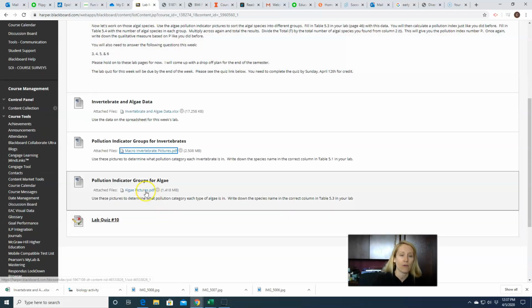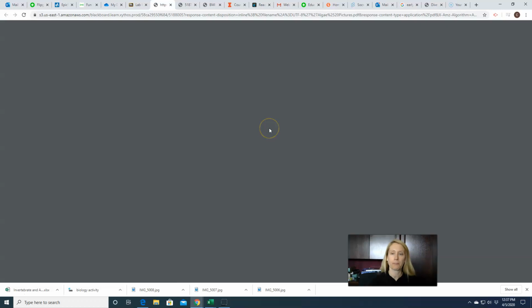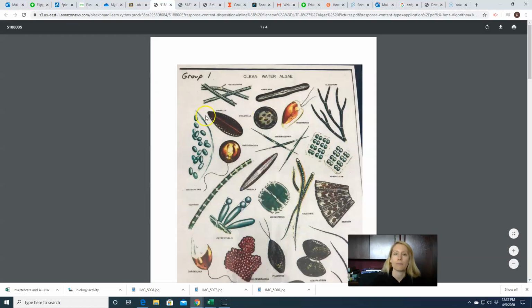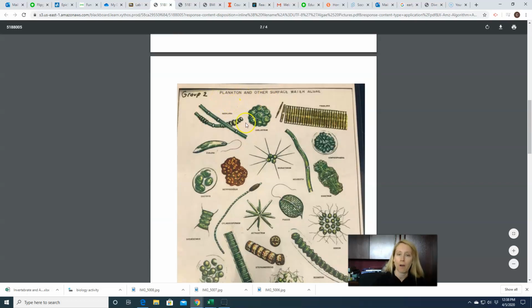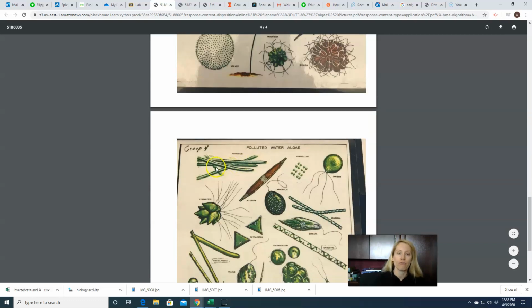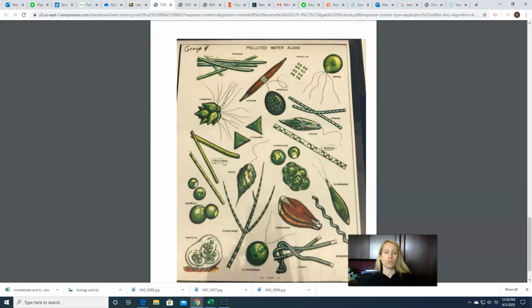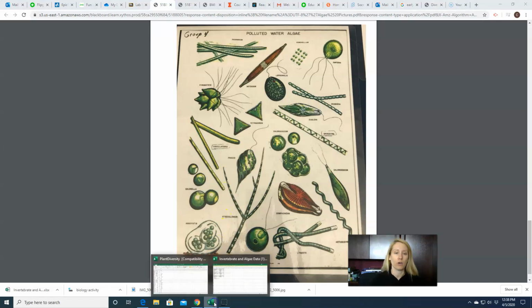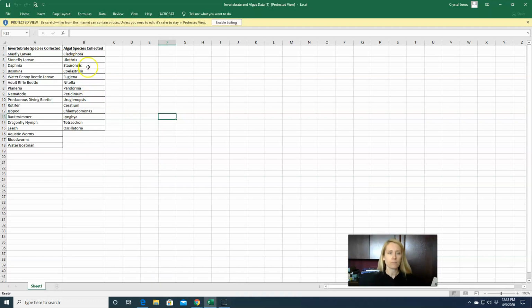So I also have all of the algae pictures for you. So here they are, and please note that the group numbers are a little less obvious on this one. Look in the top left-hand corner to find the group numbers. But once again, group 1 are the clean algal species. Group 2 are moderate. Group 3 are more tolerant to pollution, and group 4 are the most tolerant to pollution. Okay, so once again, you'll do exactly what you did before. You're going to go to the spreadsheet. You're going to find the algae.